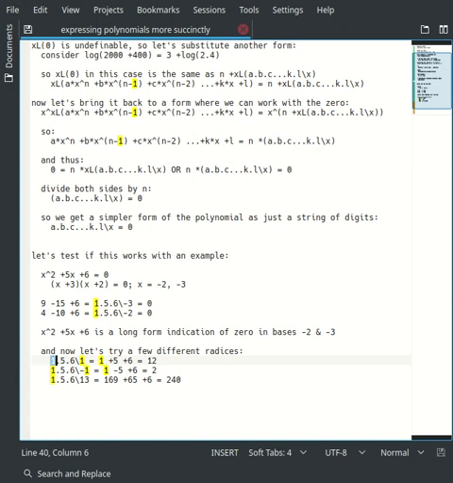So in base 10, if we were doing it in base 10, we would get, actually I should probably do that. How about we just do that? I'll just copy this because I'm lazy. Swap it over to 10, and then we get 100 plus 5 times 10. Now look at that. In base 10, it just comes out 156, just like you would expect.